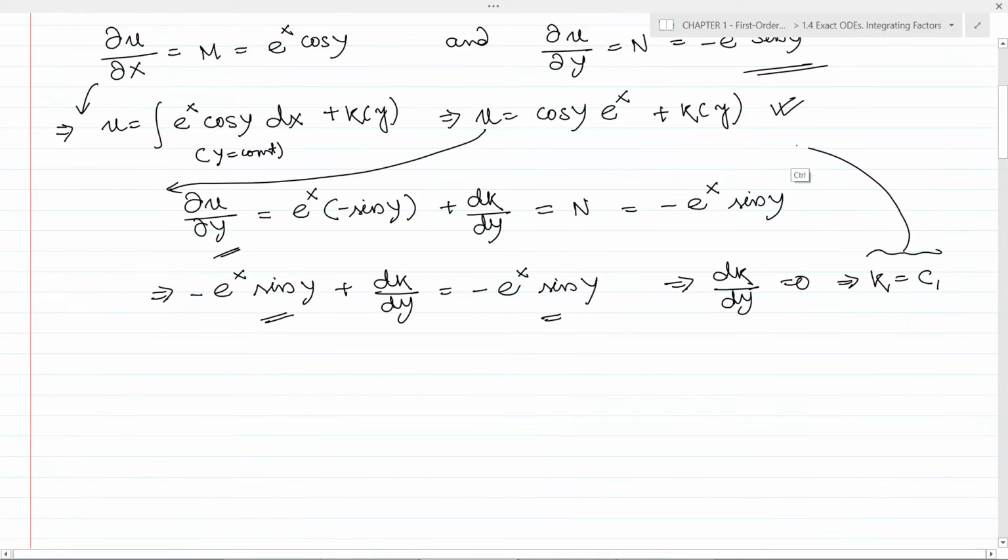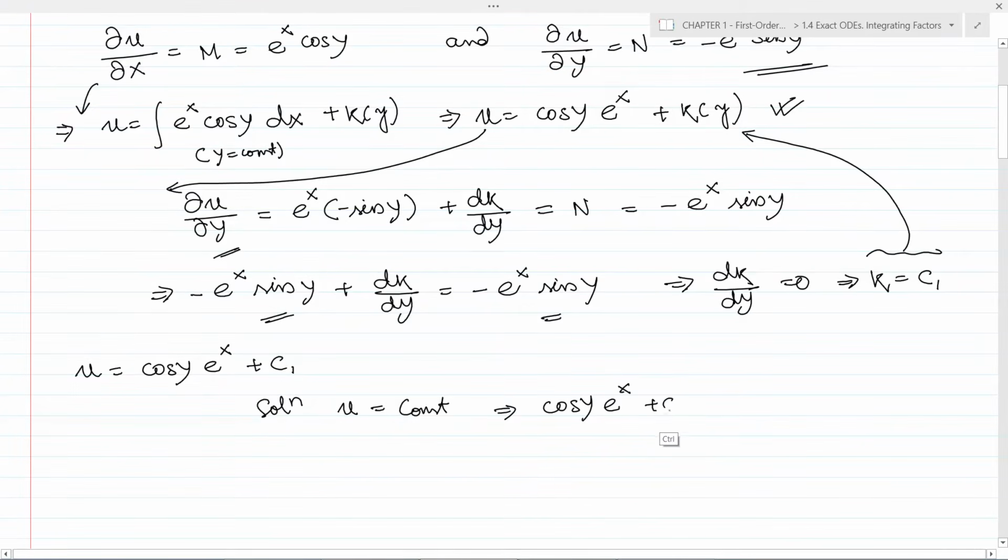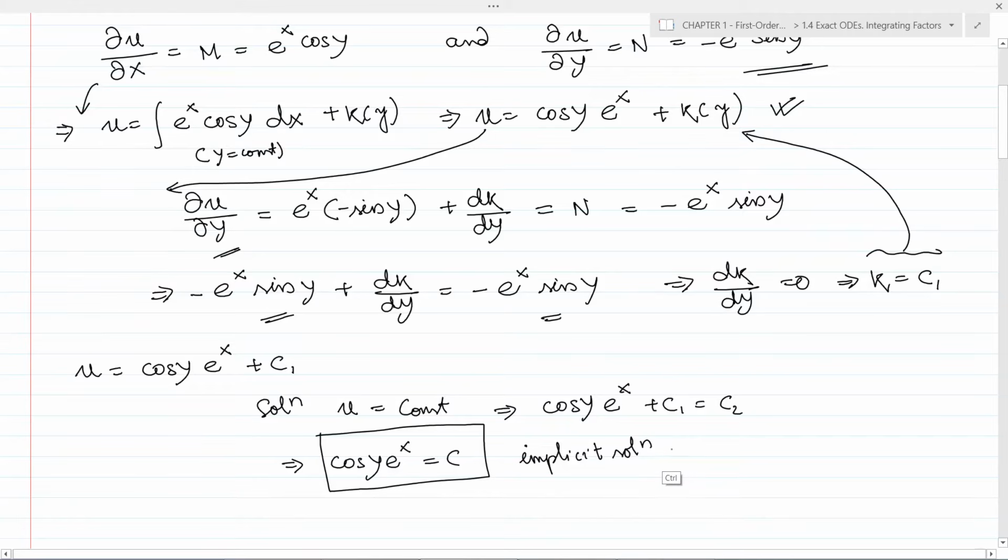Now we will substitute this value of k in this equation, and we will write the final value of u equal to cos y e to the power x plus C1, and we know from theory that the solution will be of the form u equal to constant, which implies cos y e to the power x plus C1 equal to, let us say, constant C2, which implies the final solution is cos y e to the power x equal to a constant, and this is the solution of the ODE given in the question in implicit form. That is, this is the implicit solution.